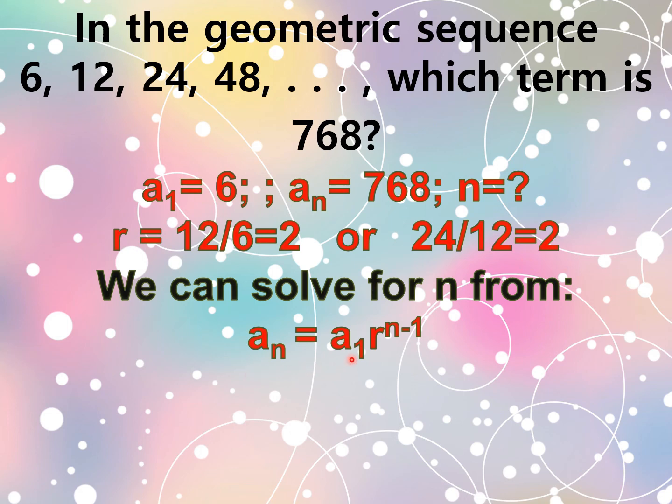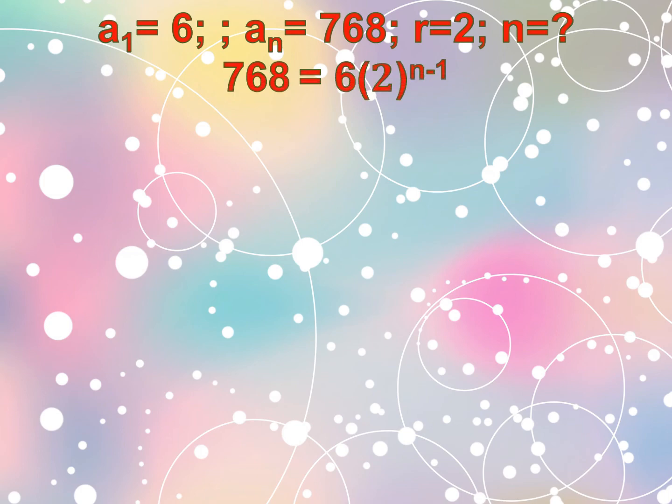Yung a sub n is equal to a sub 1 times r raised to n minus 1. Kunin natin ang nth rule sa pag-substitute. Yung a sub n ay 768, a sub 1 is 6, tapos yung value ng r ay 2 raised to n minus 1. So, kung mapapansin, ang variable natin ay n, and that is an exponent.